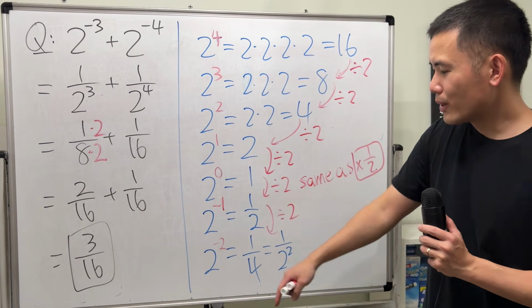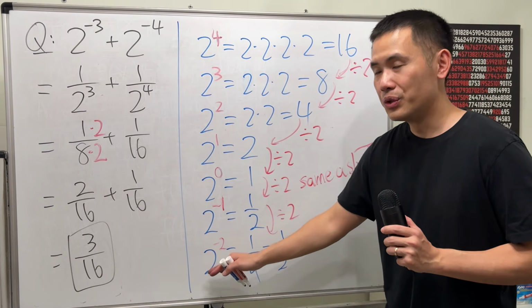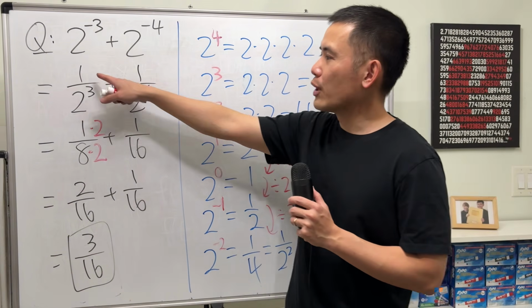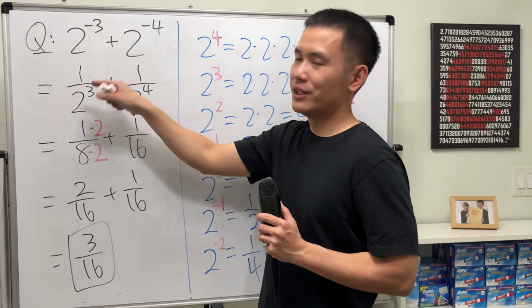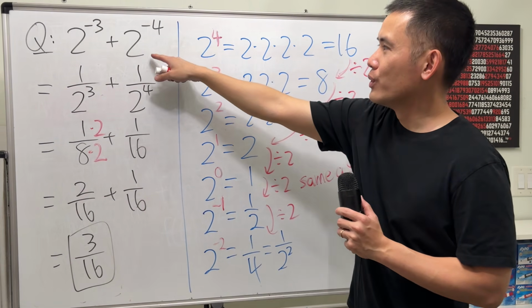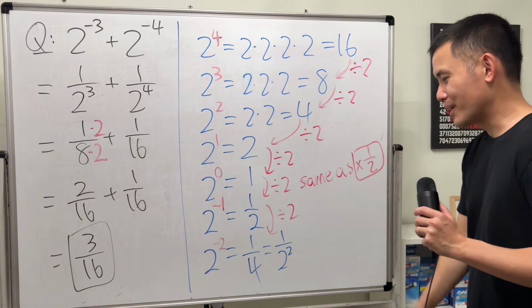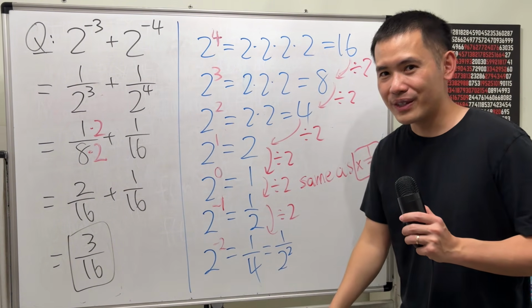Now, if you keep on going, the next one will be what? 2 to the negative 3 power, you divide by 2 one more time. That's how you end up with 1 over 2 to the 3rd power. And then 2 to the negative 4, you get 1 over 2 to the positive 4th power, etc. So this keeps on going forever.